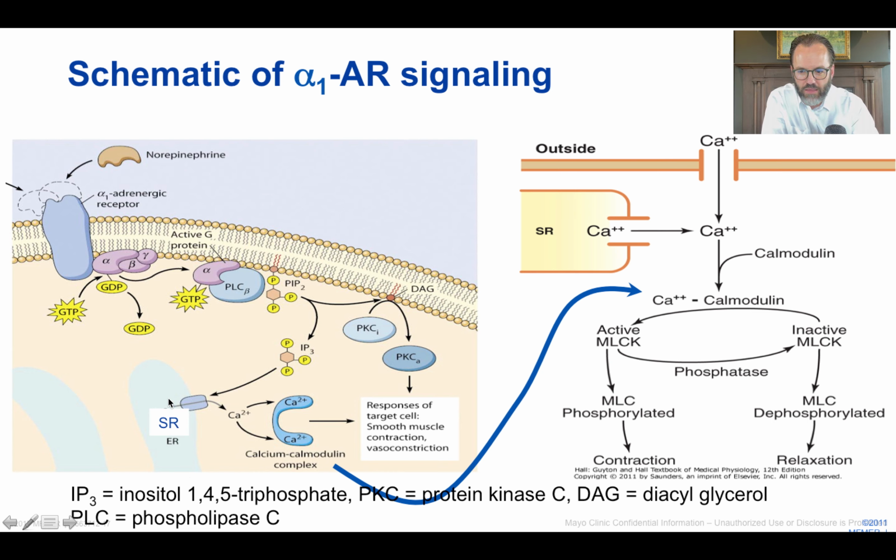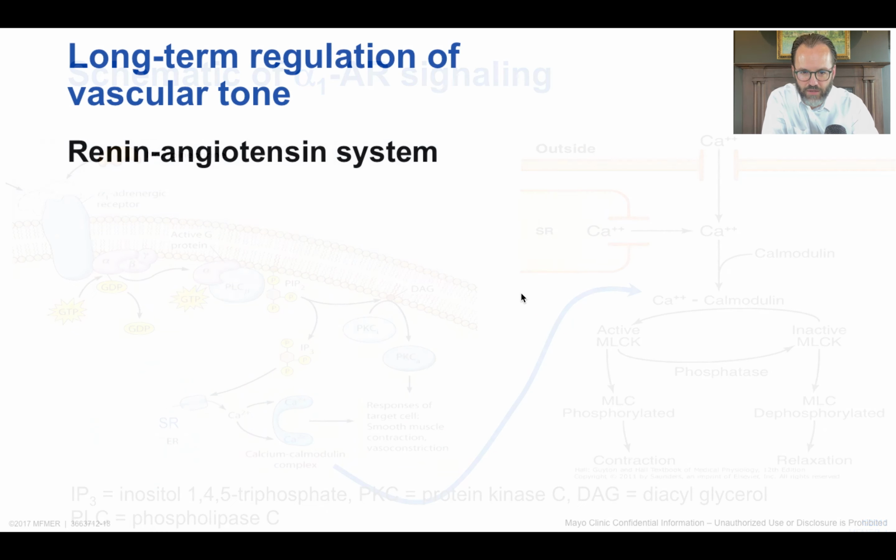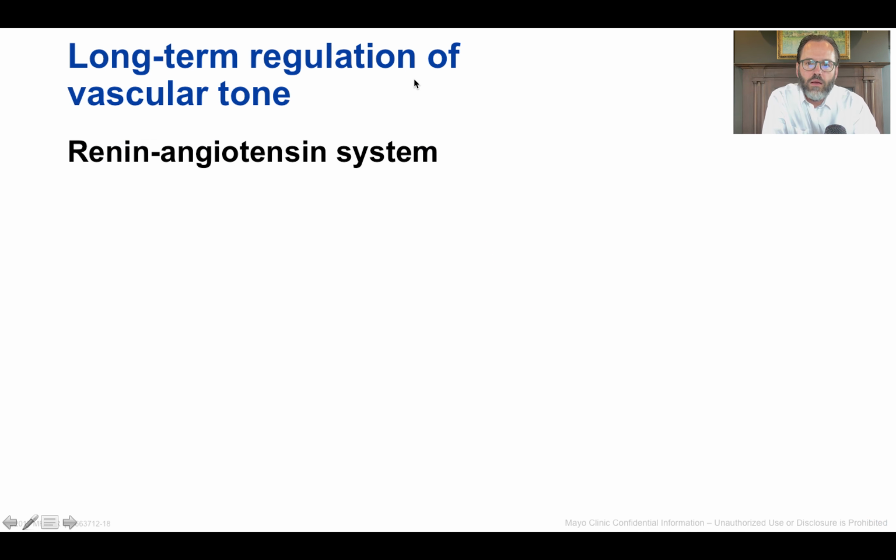And of course, once we get that increase in calcium release from the SR, what we end up having is the activation of calmodulin kinase, and again, convergence of the signaling on the side of contraction. Okay, so that's how alpha-1 adrenergic receptor signaling predominantly works with increases in sympathetic nervous system outflow.